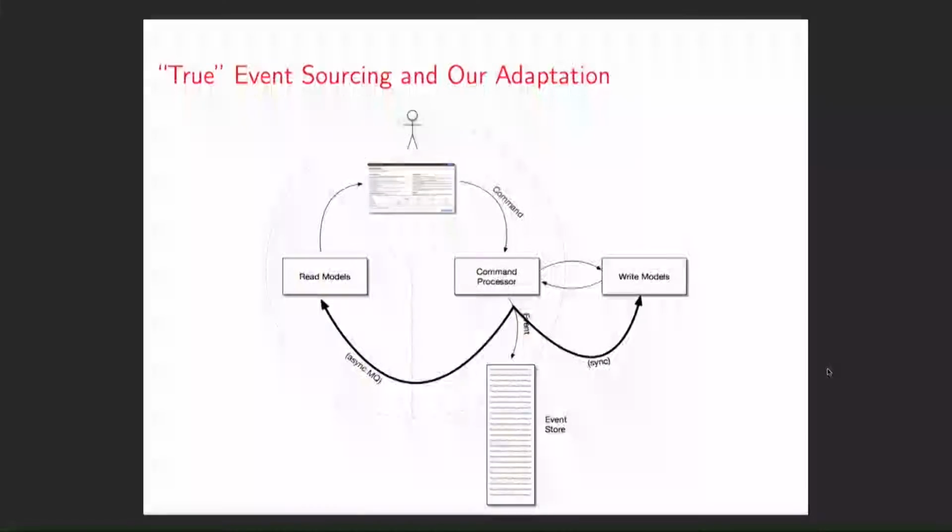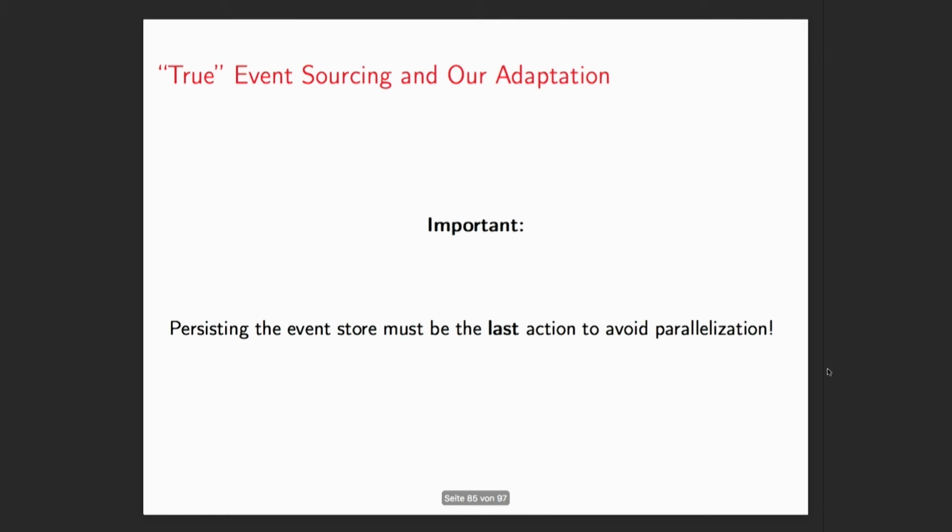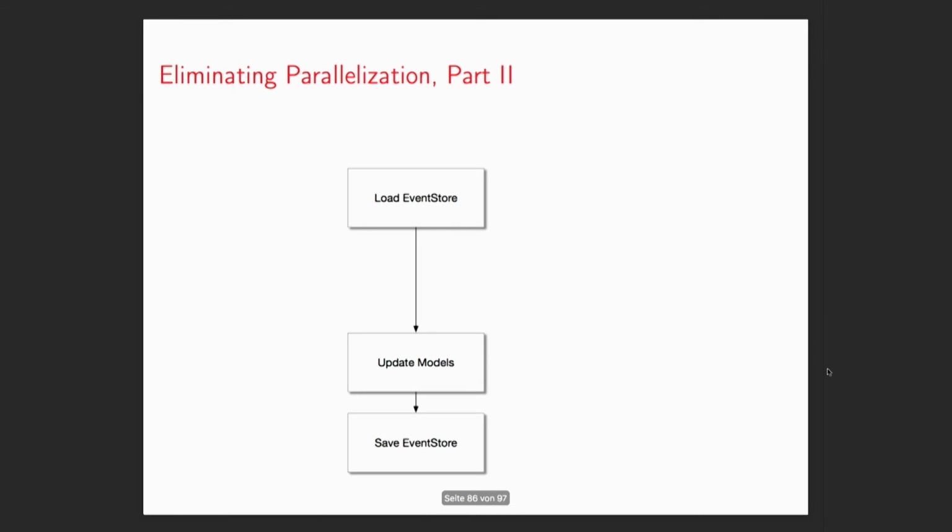So we made a decision to go against the true, real thing. We decided to first send the events to the models to let the models incrementally update. And only then would we store it to the database, because we need to make sure that this is the last thing that happens, in order to avoid the parallelization. This is very important. So we have the loading of the event store, we have some calculations in between, then we have the update of the models, and now in the end we save the event store.